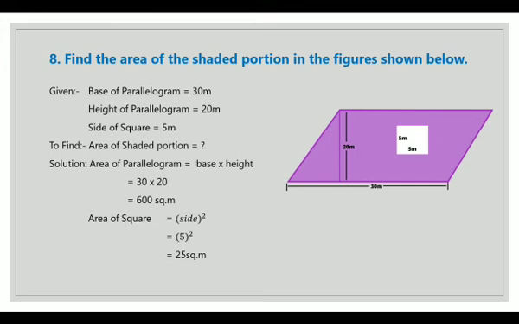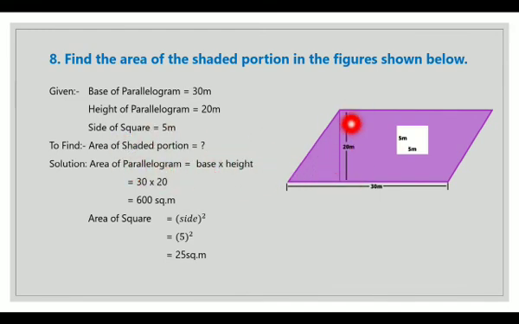Find the area of the shaded portion in the figure shown below. We need to find the area of the shaded portion. Figure is already given. The base is 30 and the height is 20, and this figure is a parallelogram, and inside the figure is a square. The side is given 5 centimeter. So base of the parallelogram is 30 meter. Height of the parallelogram is 20 meter. Side of a square is 5 meter. We need to find out the area of shaded portion.